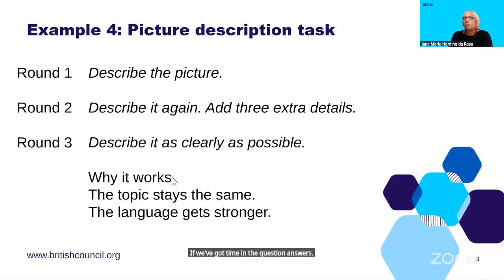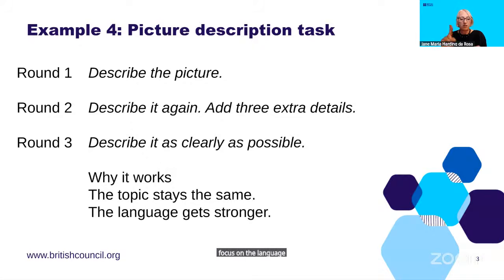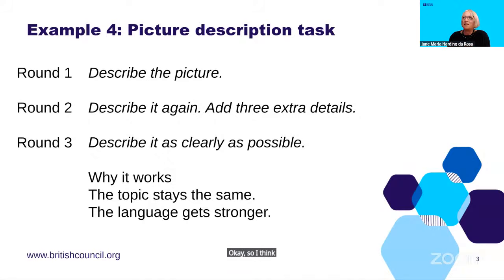Here's another example. Describing a picture. Now you might think, oh, they only need to do that once, but actually the first time they're getting used to the task. The second time, they're adding to it. And the third time, they're so used to the task, they can now focus on the language because they know the task, they know the content and what they're going to say, and their focus can now be on making sure that it's said in the best way. Okay, so I think 3 times is spot on. I mean, you could do 4, just saying.